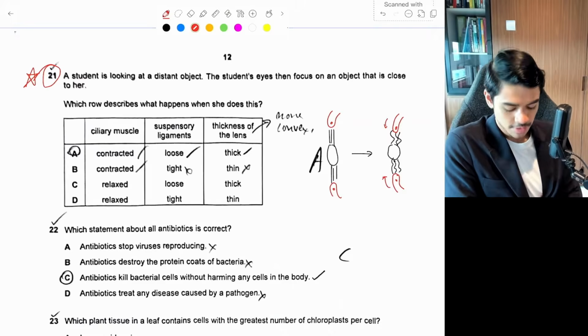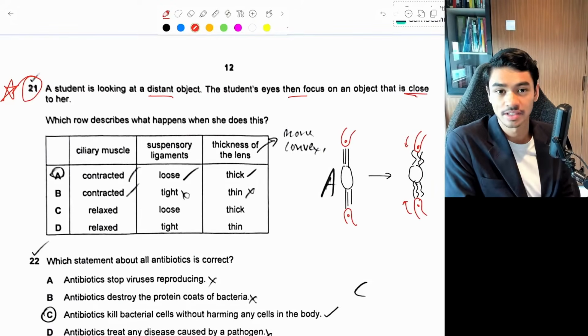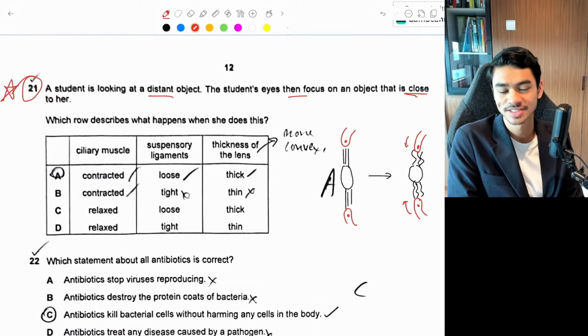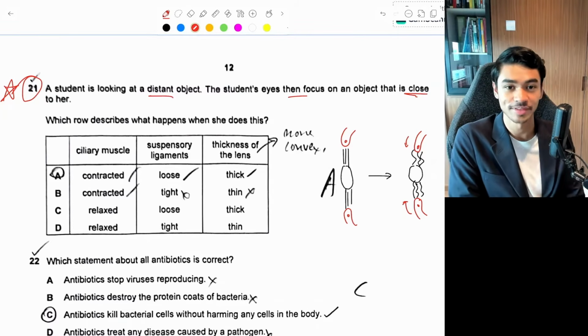Question 21. So the student is looking at the far object and then chooses to focus on a near object. The memory hack that we teach our students is, when looking near, what do your parents say? Stop looking at your phone, right? Stop looking so near. You're straining your eyes. You need to give your eyes a chance to relax. Look far and you can relax your eyes. That's what they always say.